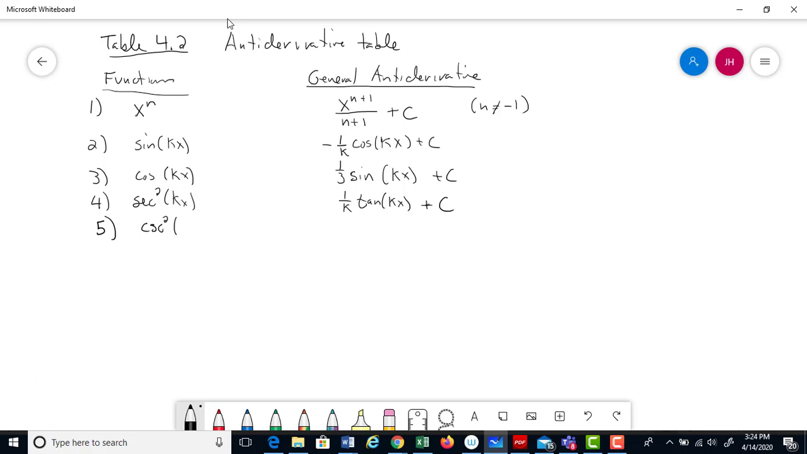Cosecant squared kx. Well, you know the derivative of the tangent is secant squared, so this, of course, is going to be cotangent of kx. Now, remember, the derivative of the cotangent is negative, so in order to make this positive, I have to change this sign, and then instead of multiplying by k, I have to divide by k for antiderivatives.